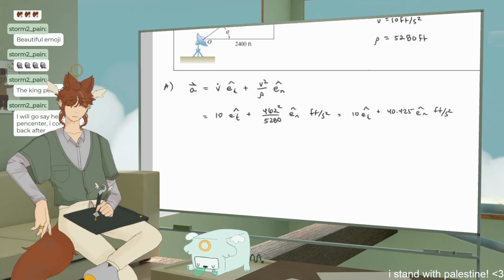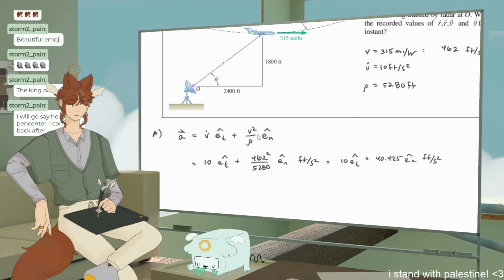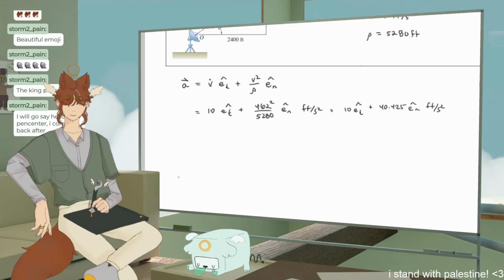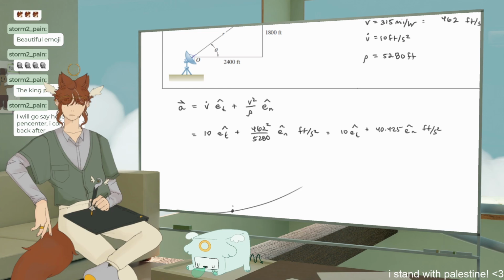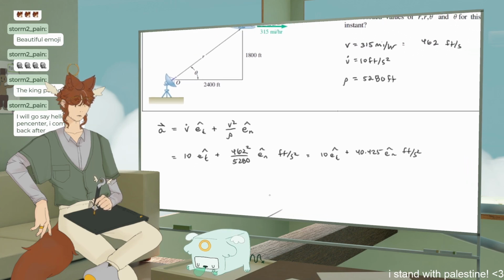That's A. And then there's B. Wait, no, there's no A and B. This is just one problem. So we have a plane, and it's going on this point. So right here, this is V. So we're trying to find R dot, R double dot, theta dot, and theta double dot.